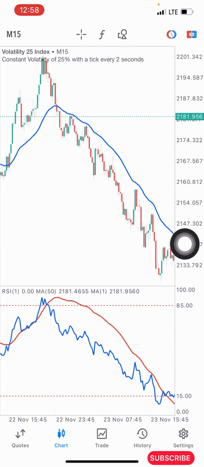Now back to this strategy. How does this strategy work? All right, now it's a very simple strategy to understand.